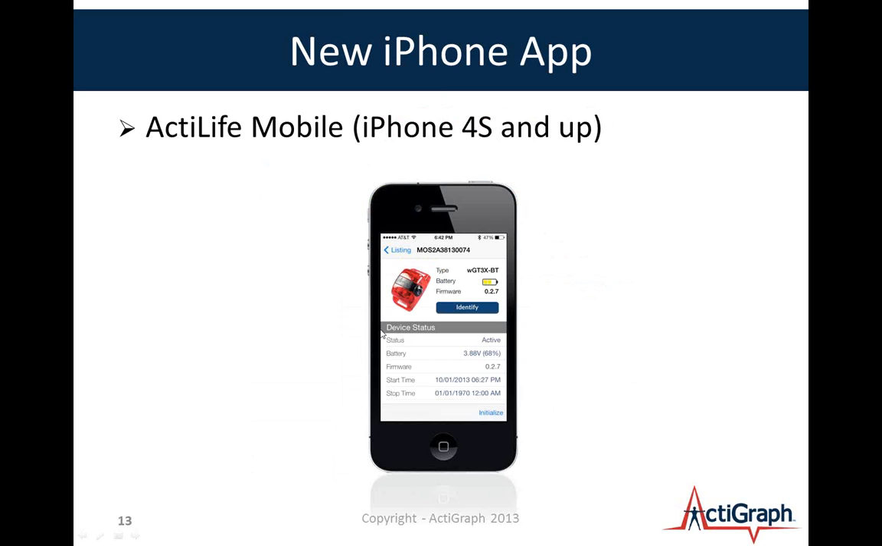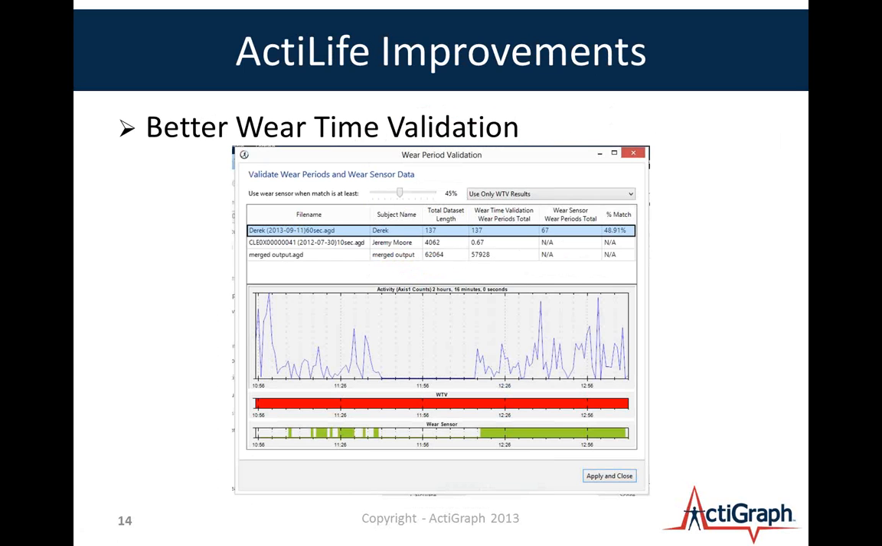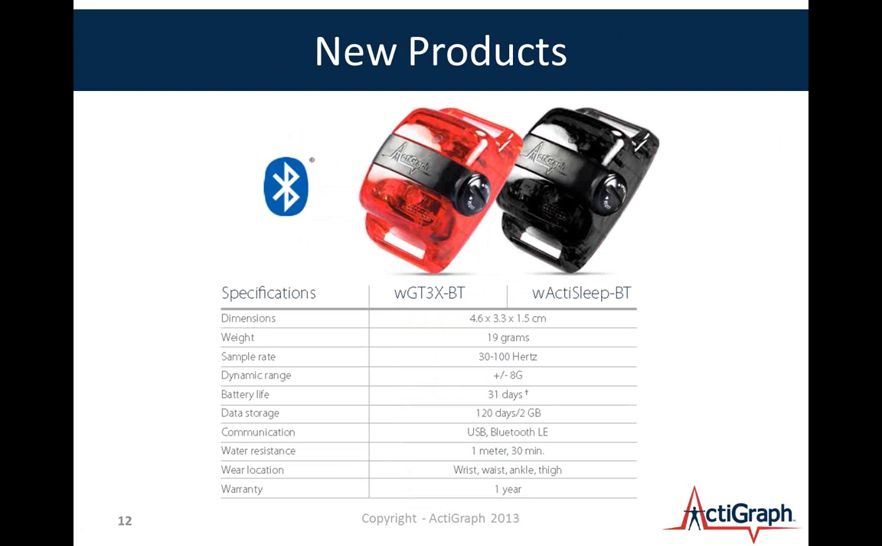And so one nice thing about the Bluetooth is that it allows us to interact with other modules like an iPhone. So we've got a new version of ActiLife Mobile coming out for iPhone 4S and up. Soon afterwards, we'll support Android devices with the same application. You'll see some improvements in ActiLife when this new device launches next month, including better wear time validation. We realize the need for more granularity in your wear time validation. We also, I didn't mention, this new device contains a capacitive sensor on the back, which allows the device to detect wear time based on contact with the skin.